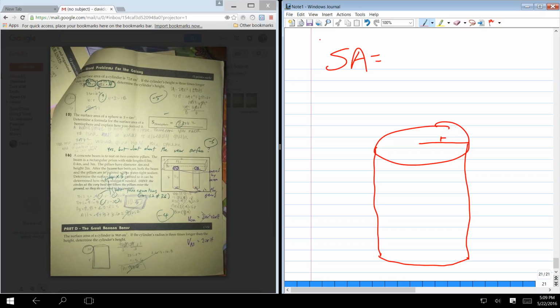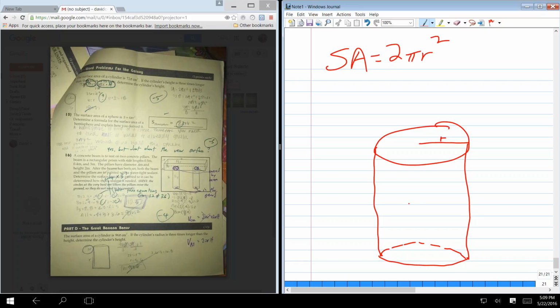Not quite. It's definitely two bases, because this is a prism, so you have the area of this base plus the area of the bottom base. And that's 2 pi r squared, right? Because each one is pi r squared, so there's 2 of them.